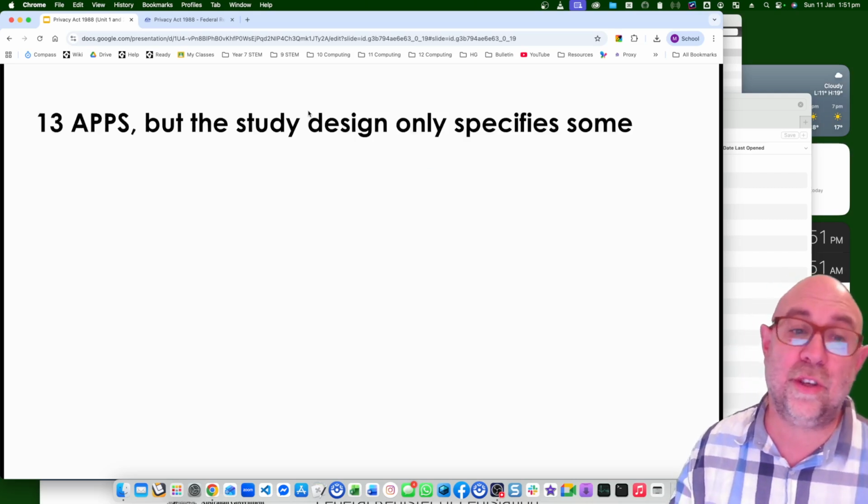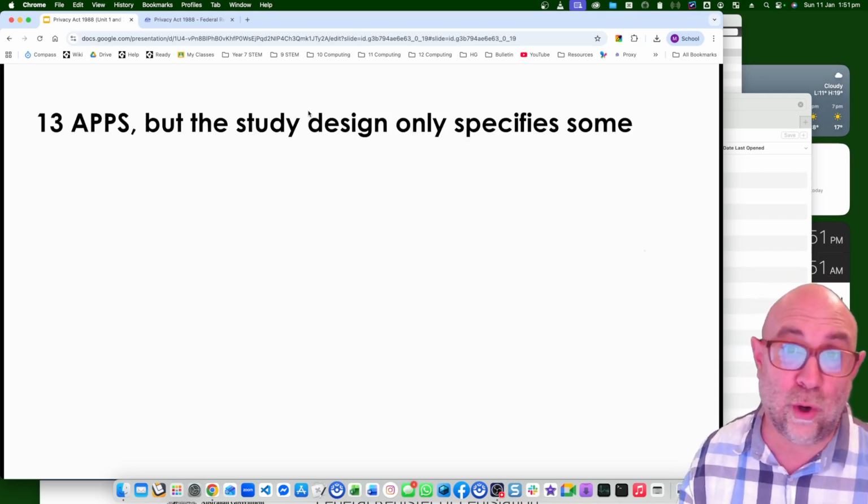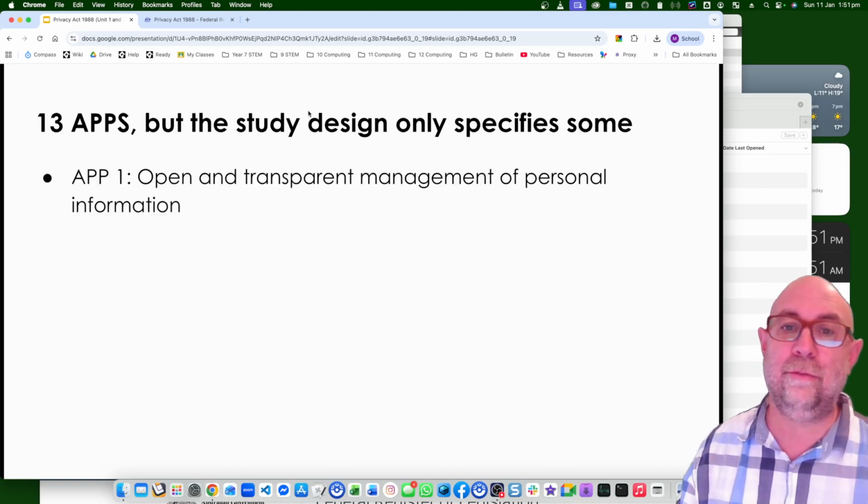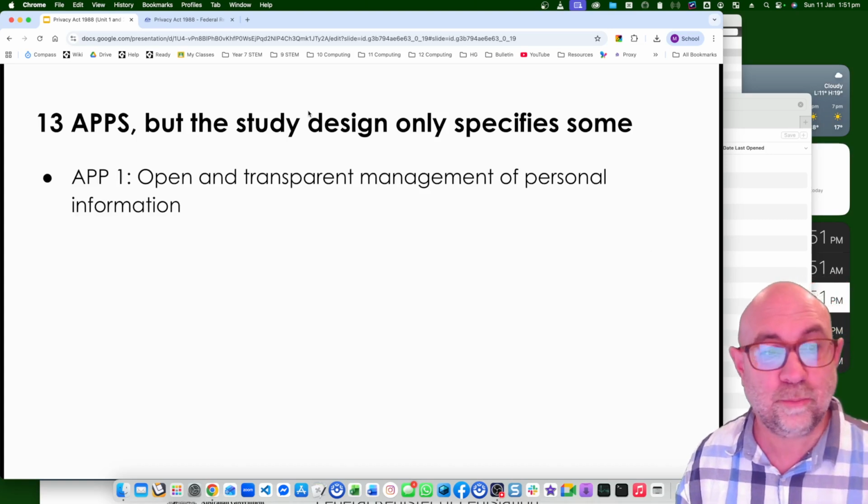So there are 13 Australian privacy principles, and they're actually surprisingly easy to follow and understand. It's actually not all that hard to get your head around them. We're only interested in 4 for the purpose of Units 1 and 2.